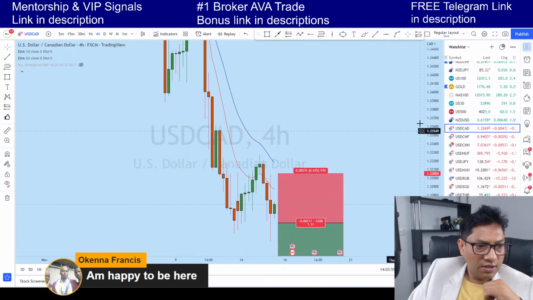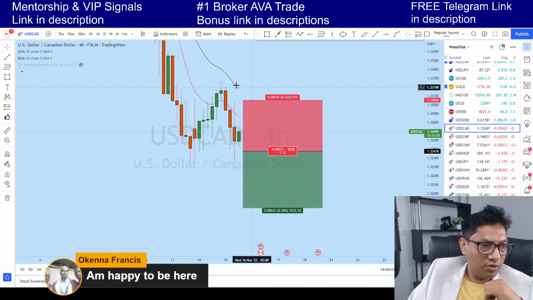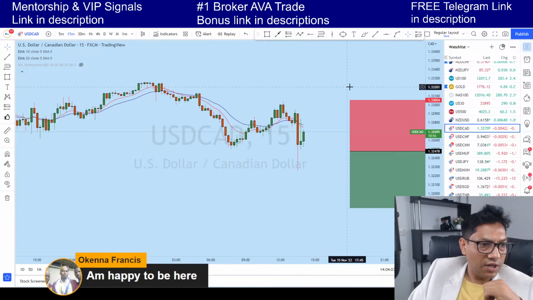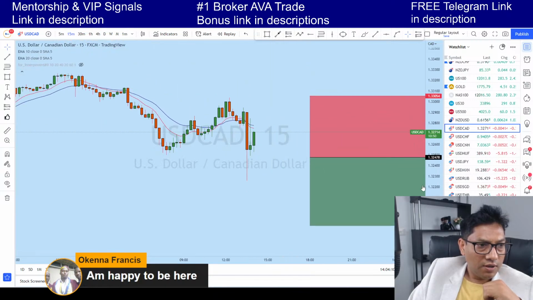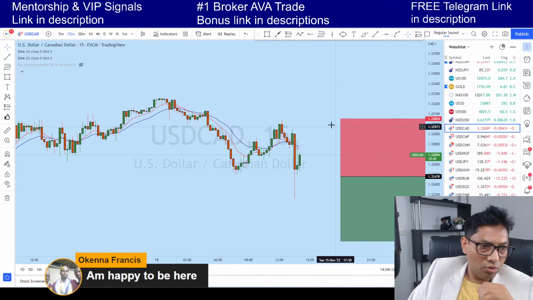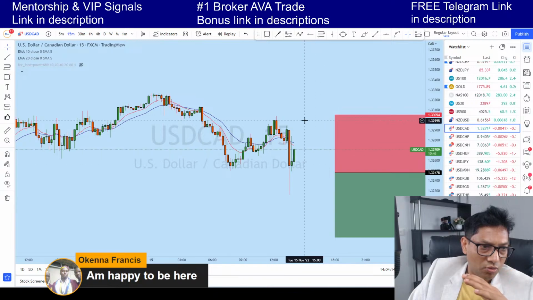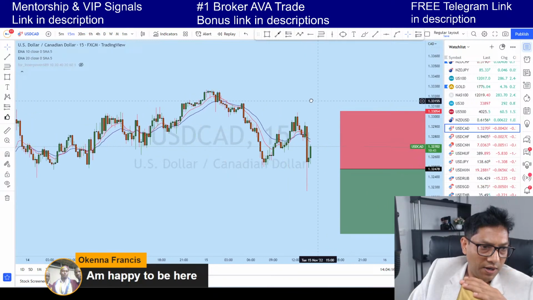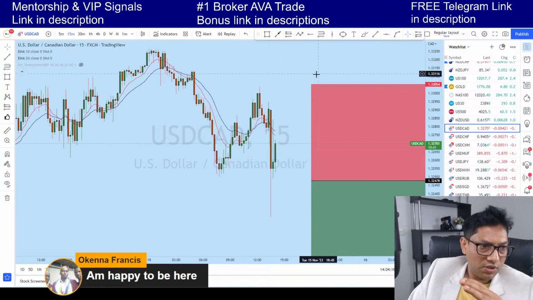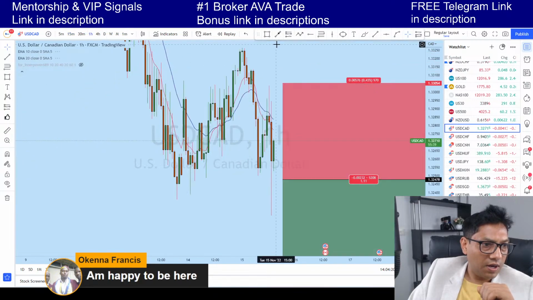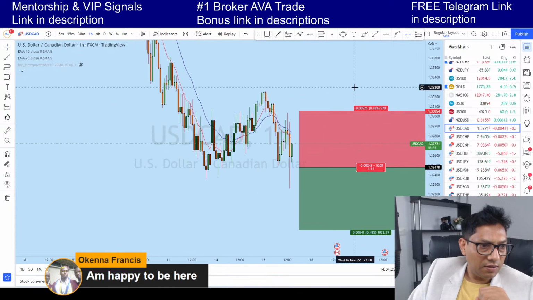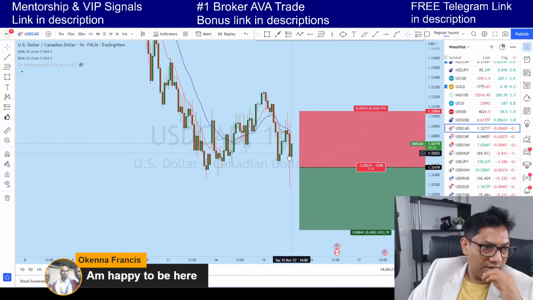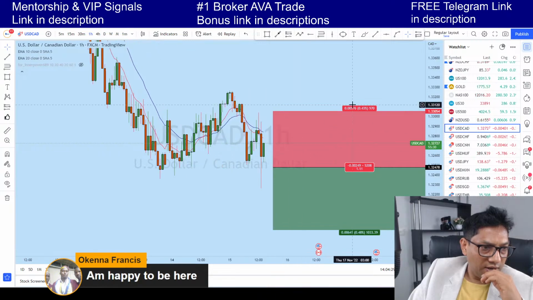USD CAD is trying to push up. Let me look at the 15 minutes again. So we should see another one retesting this level. Okay, now it will depend on how it is doing. As I told you, anytime it could go up, and manipulation is always there, but I'm expecting this price to continue to drop, as price has already created a bearish move.